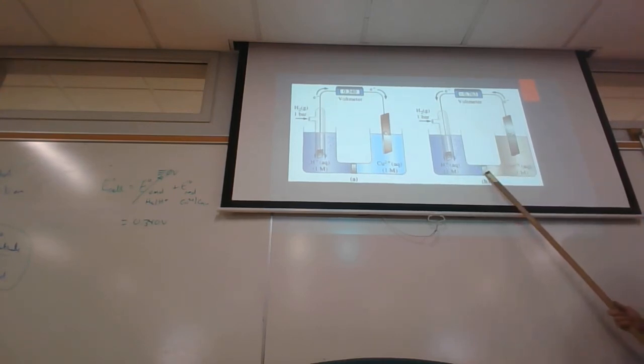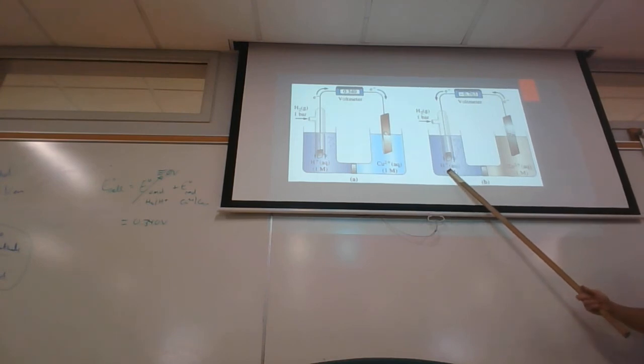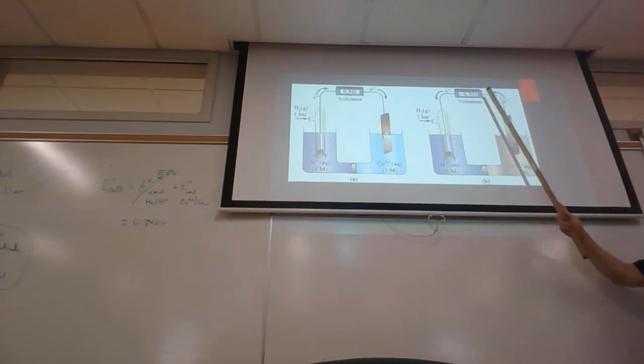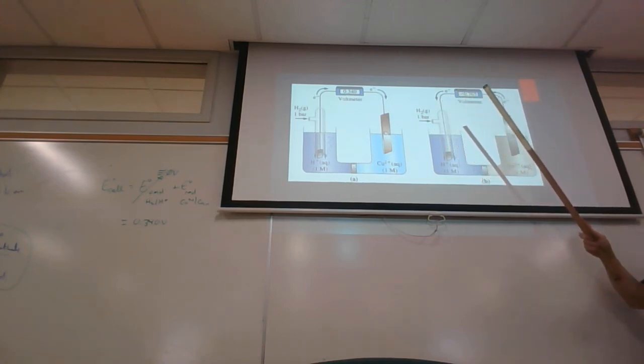If we screw it up and we write the cathode on the left, then the electrons want to travel backwards. If the electrons travel backwards and you hook up the voltmeter like you do normally, you're going to get a negative voltage because the electrons are going backwards. Does that make sense?